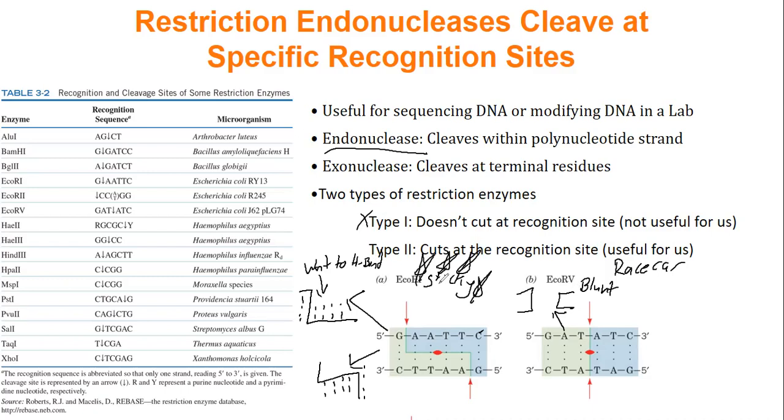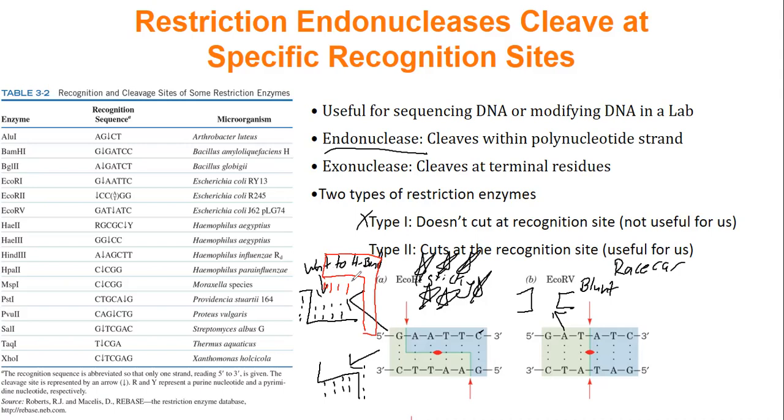Because the idea is, I'm going to incorporate DNA into this organism. And the best way to incorporate DNA is if my DNA has a matching overhang. So if the DNA I'm incorporating can hydrogen bond here, now I have a match, and so my DNA will be incorporated.